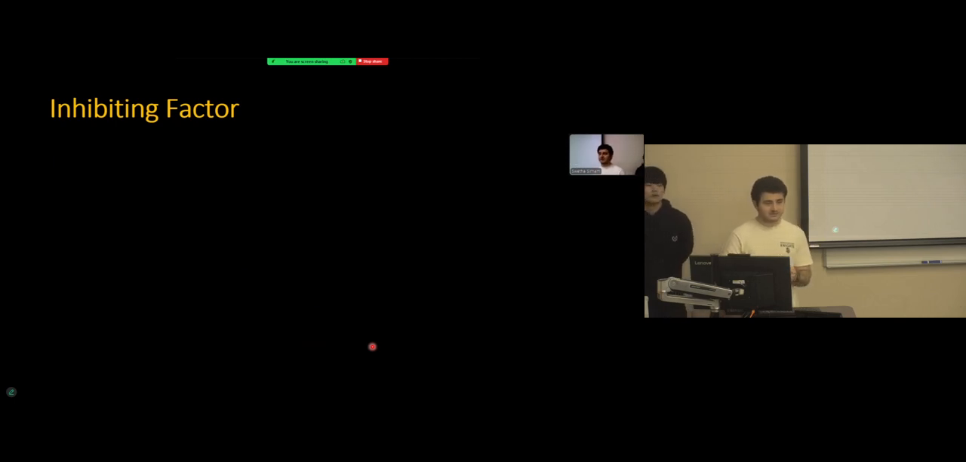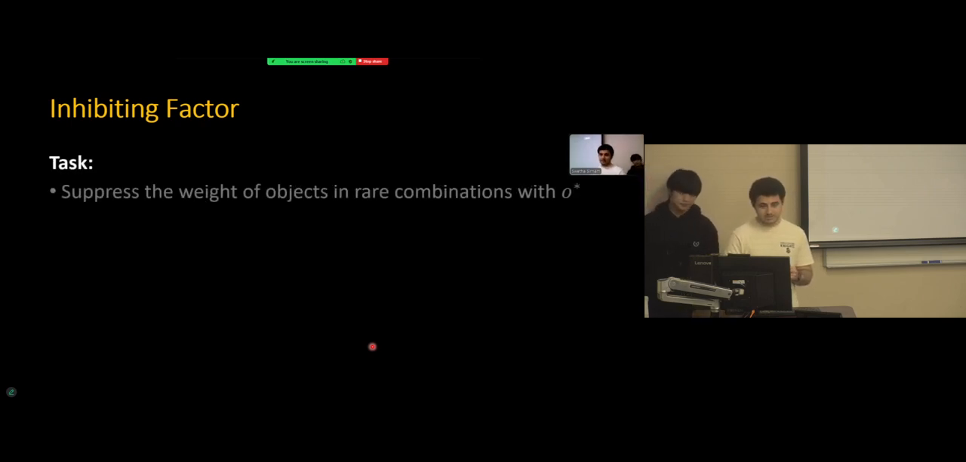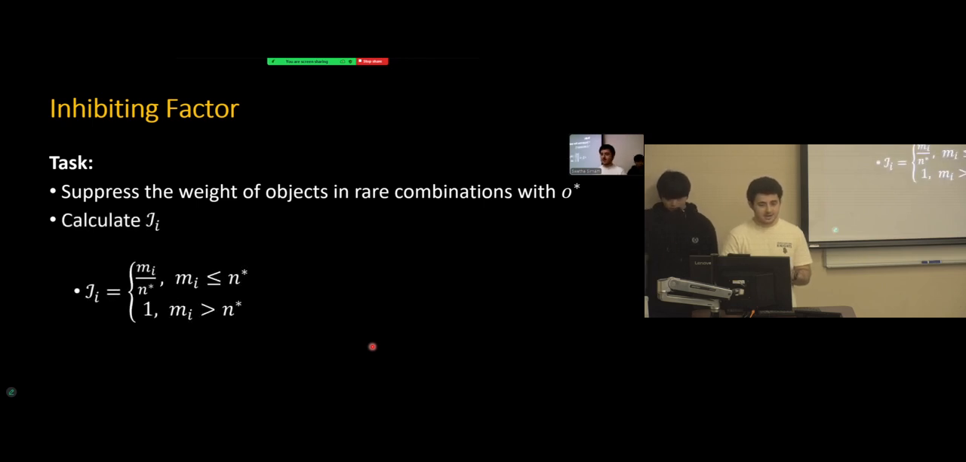Now here, the inhibiting factor actually is important. The reason is that enhancement factor alone is not helpful to understand whether this is a reasonable combination or not. So here the task is to suppress the weight of objects in rare combinations with O. So we calculate I, the inhibiting factor, for each object as Mi divided by N star. We explained N star previously, where Mi is the frequency between other objects and O star. This is actually a probability distribution function. You can think of it this way.